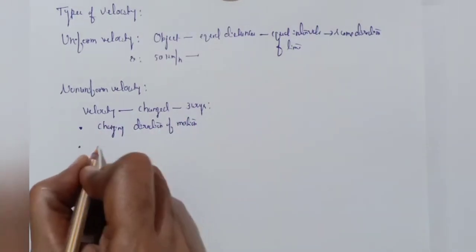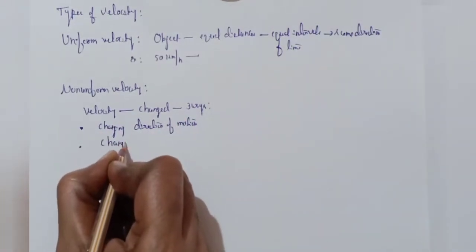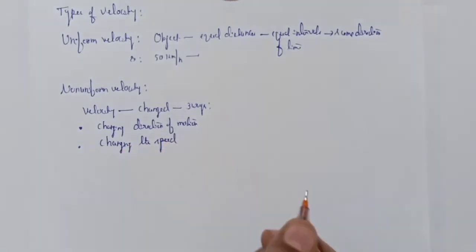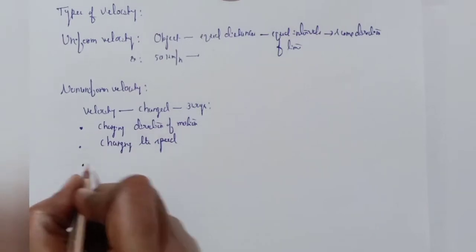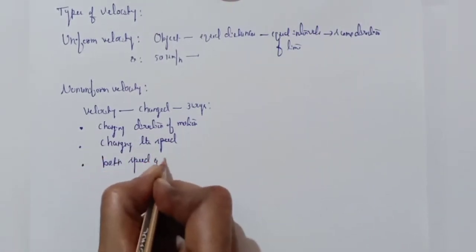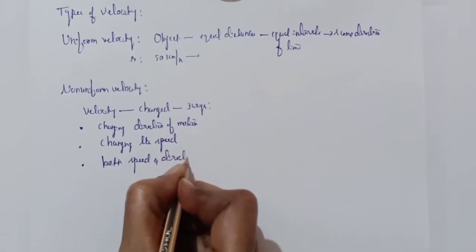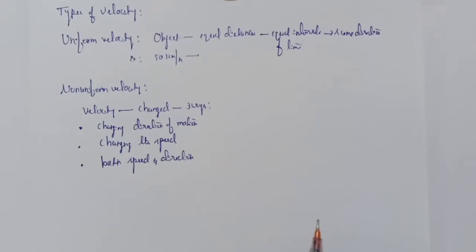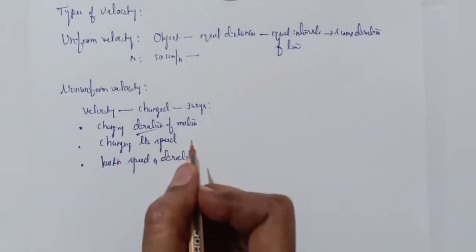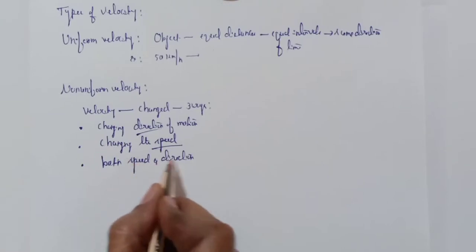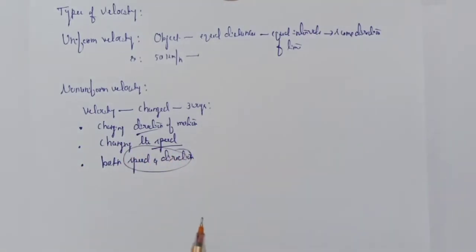Or by changing the speed of the object. By changing the speed of the object, the velocity of the object can be changed. Or by changing both the speed and the direction of motion, the velocity of the body can be changed. So the velocity of the body can be changed by changing the direction of motion, or by changing the speed of the body, or by changing both the speed and the direction.